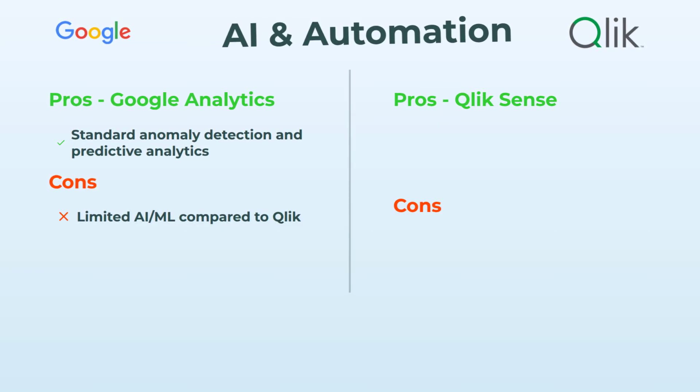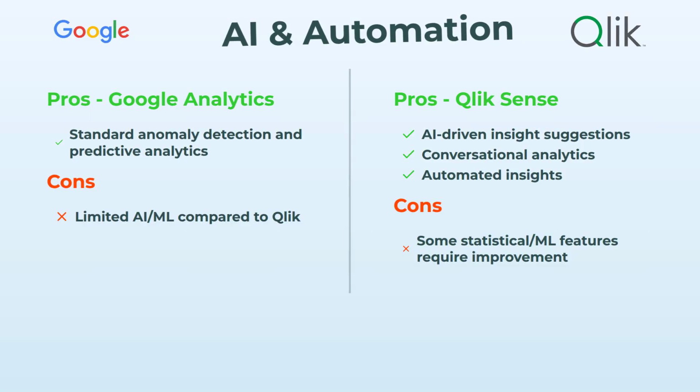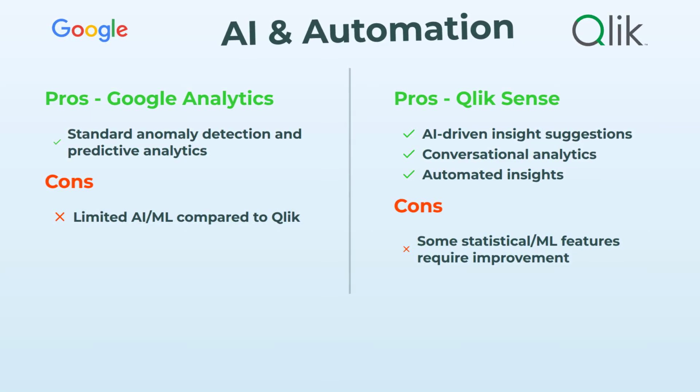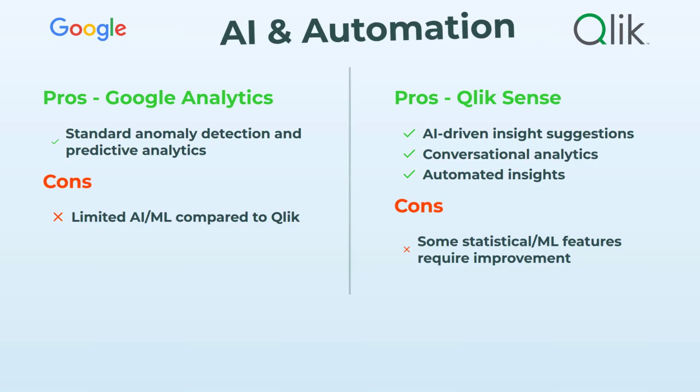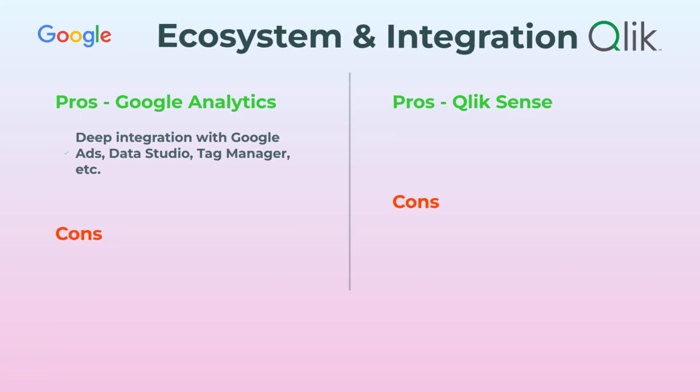Qlik, though, pushes things further. Automated insights, conversational analytics, and it'll even suggest things you didn't think to ask for. Some of the machine learning could use polishing, sure, but if you want smart, self-service analytics, Qlik is definitely the winner here. Ecosystem and integration.